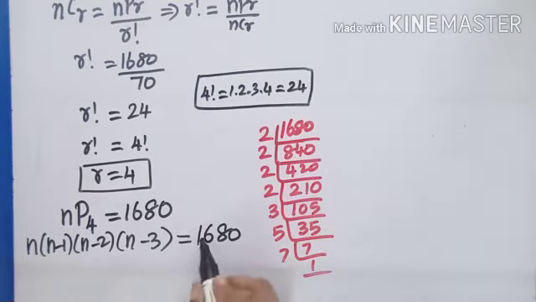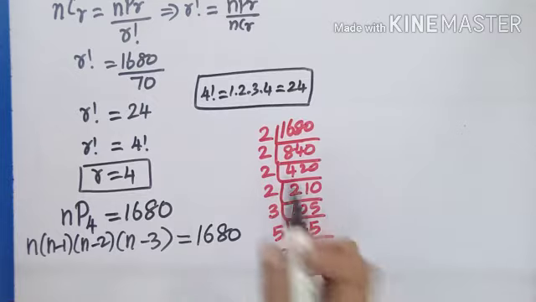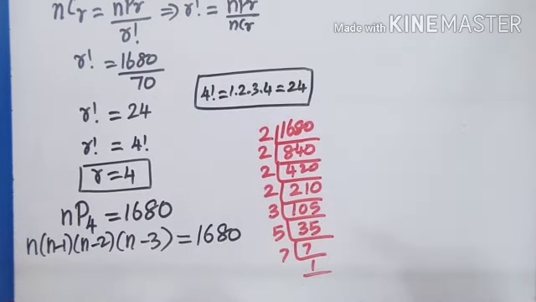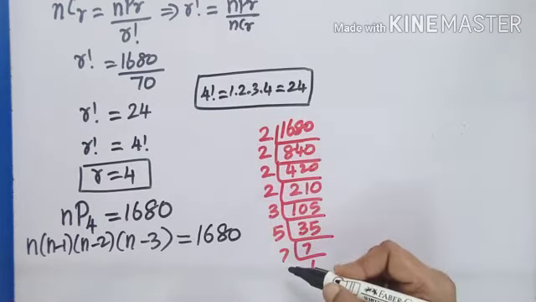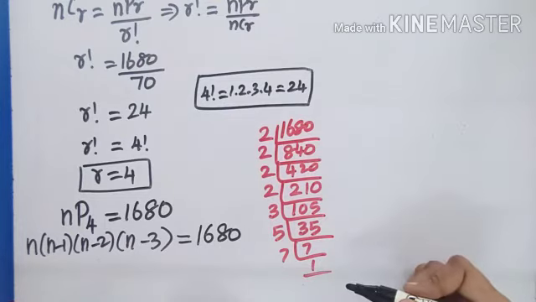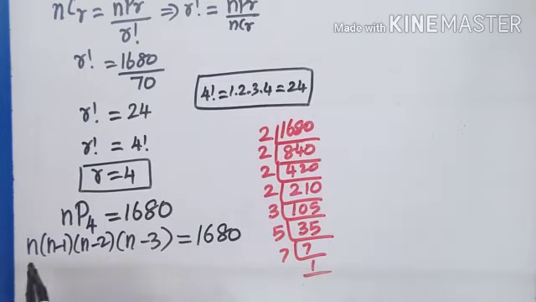Find out this 1680 to be the product of 4 consecutive numbers. What do you mean by consecutive numbers? 7, 8, 9, 10. Or I can say 8, 9, 10, 11. Or I can say 1, 2, 3, 4. So these are consecutive numbers. There are so many given. You select in such a way that I must get 4 consecutive numbers so that 1680 is coming.